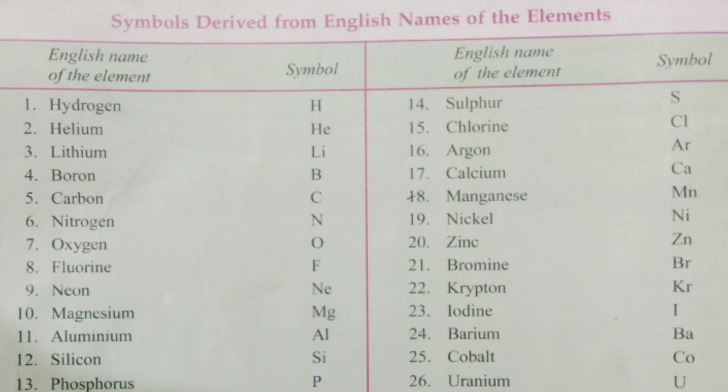Children, when we use two letters for representation of the symbol of an element, always the first letter should be written in capital and the second one in small. Berzelius gave the symbols of elements from their English name or from their Latin name.